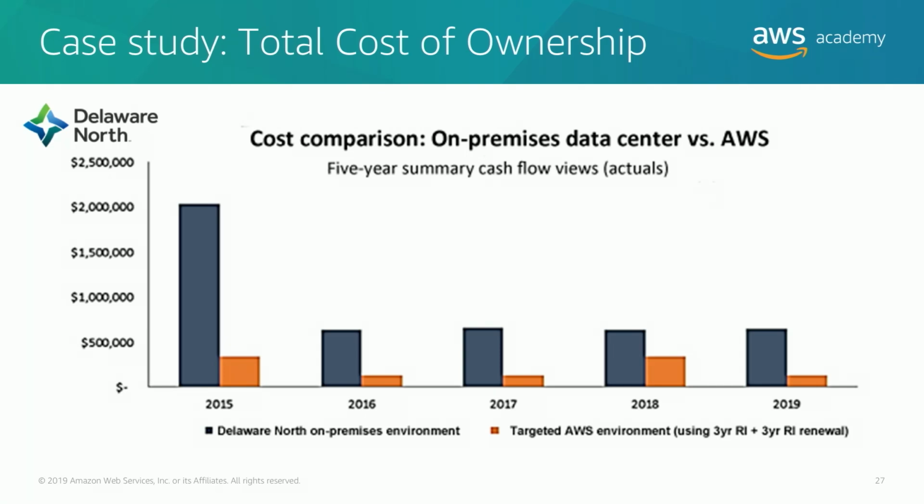Their CIO noted that the deep technology stack available on AWS was more than sufficient to meet the company's technical requirements. Delaware North saved at least $3.5 million over 5 years by reducing their server hardware by more than 90%. The most dramatic physical change was the elimination of 205 servers. Everything that ran on that hardware was migrated to AWS.